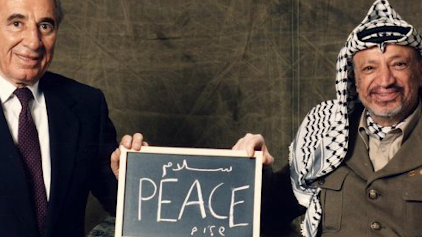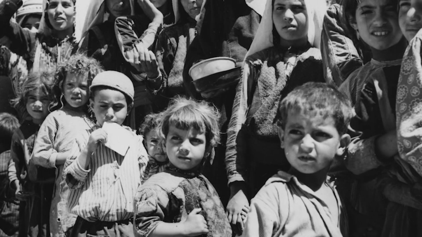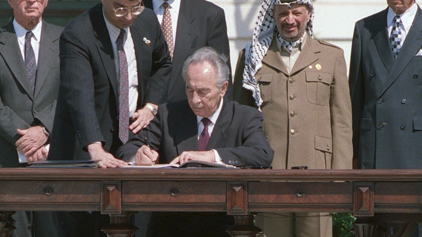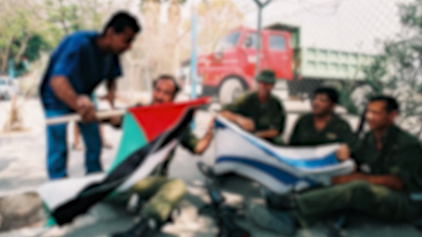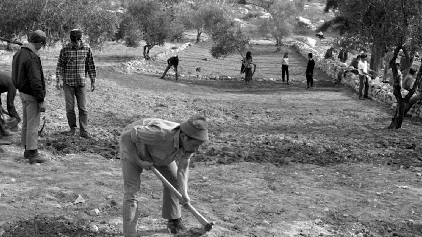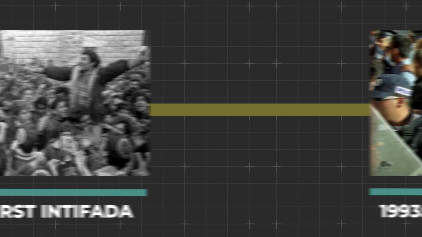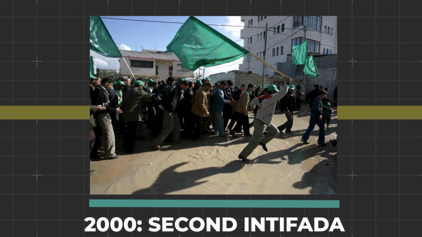hope but ultimately failed to resolve key issues like the status of Jerusalem and the right of return for Palestinian refugees. The Oslo process was seen as a significant step towards peace, but its failure led to disillusionment on both sides, Palestinian extremists viewing the accords as a betrayal, escalating their attacks, while Israeli settlement expansion continued, undermining the prospects for a two-state solution.